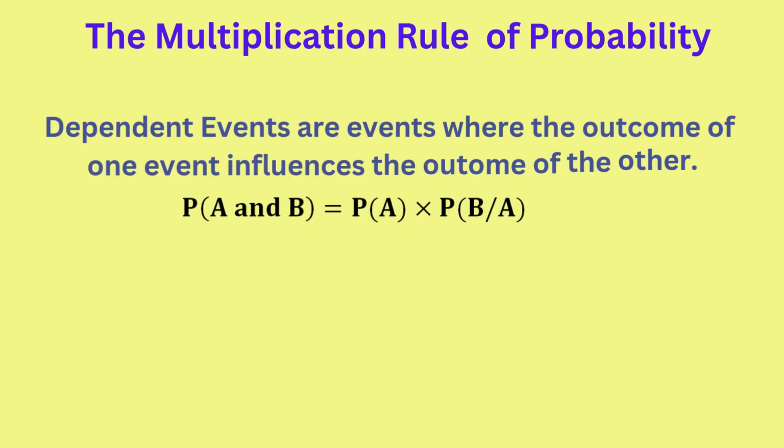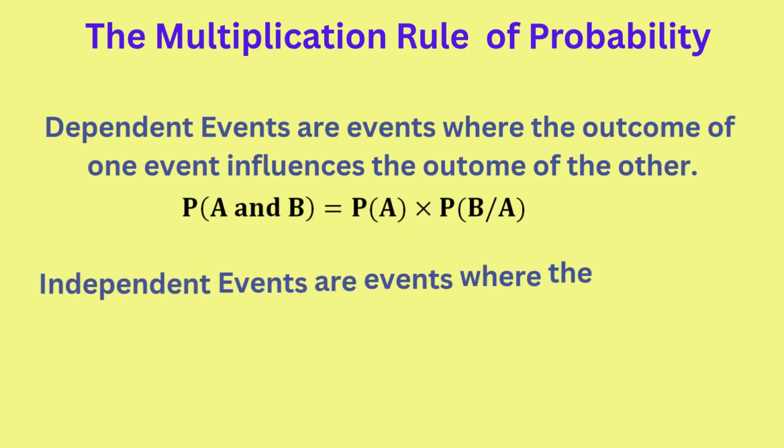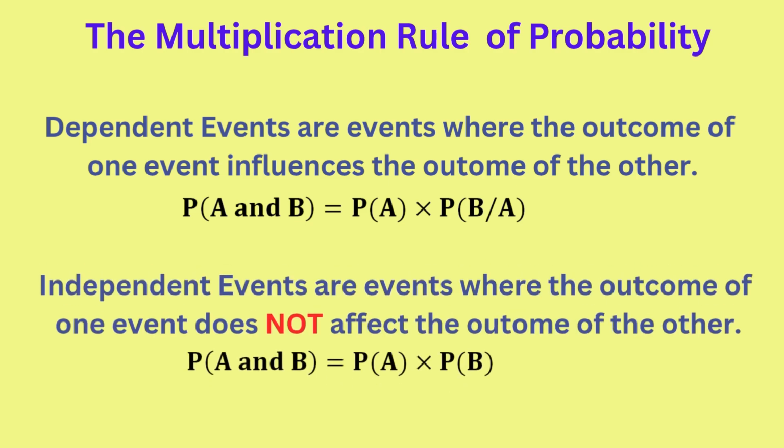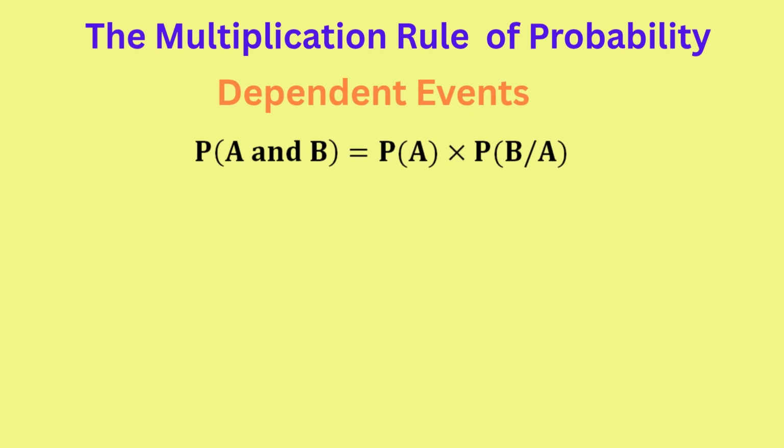Dependent events are events where the outcome of one event affects the outcome of the other, while independent events are events where the outcome of one event does not influence the outcome of the other. Let's first look at two examples where events A and B are dependent on each other.